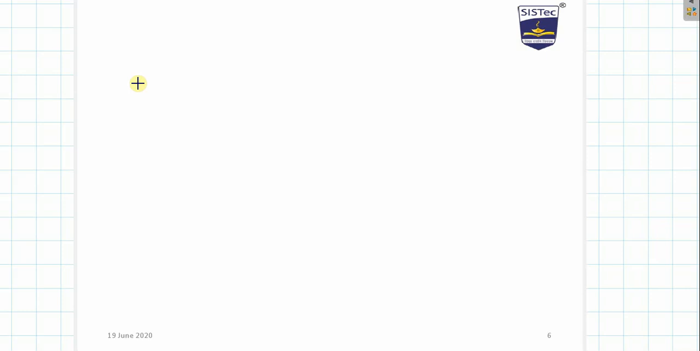Hello dear students. Now today we will discuss the relationship between the Cartesian coordinate system and cylindrical coordinate system and spherical coordinate system. So, the relationship between the unit vectors in all the three coordinate systems.